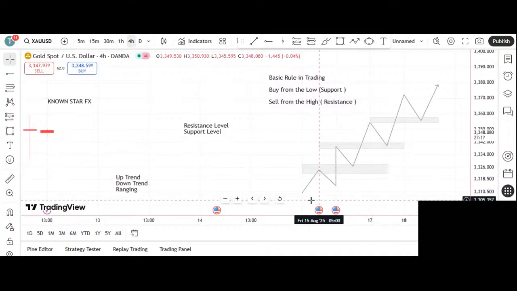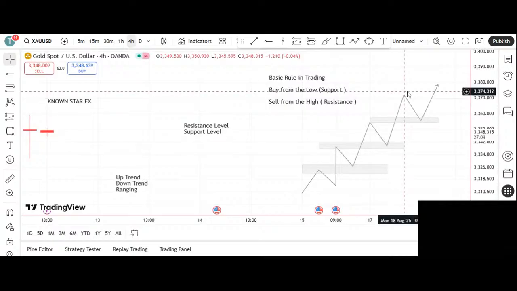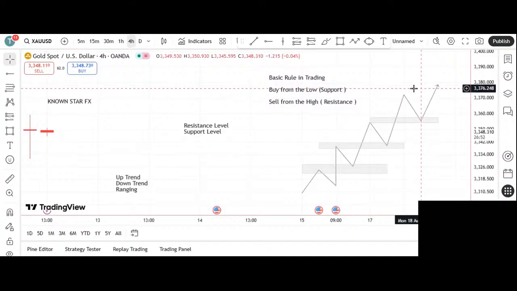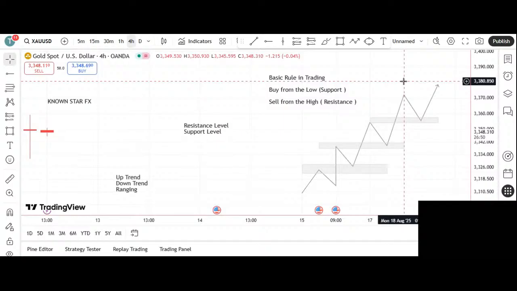The ceiling in your room is known as the resistance. And what's that resistance level? Let's be more practical now. When you jump up in your room and your head touches your ceiling, what will happen? You will automatically come down. When your head hits the ceiling, it bounces you back to the floor. So that's what the resistance level stands for. The resistance level in trading is what we refer to as the ceiling.